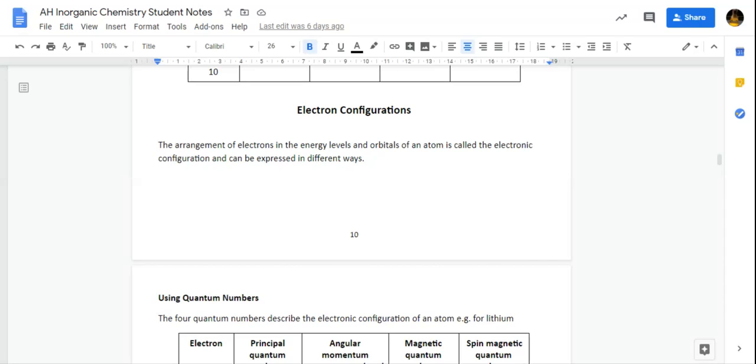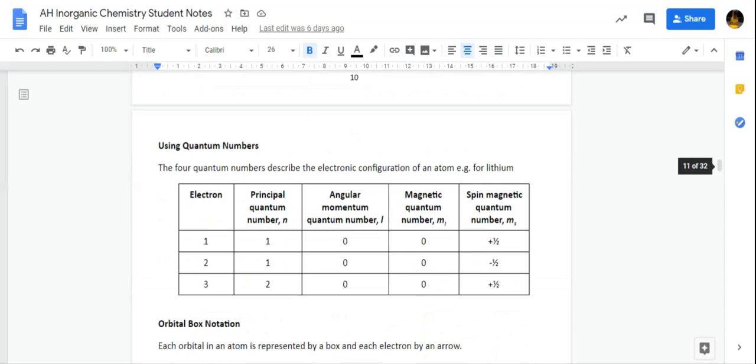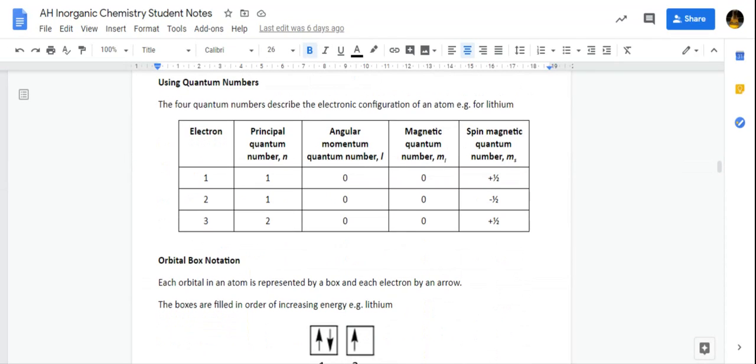So the arrangement of electrons in the energy levels and the orbitals of an atom is called the electronic configuration, and there are different ways that you can represent this. The first way we've met already, which is using quantum numbers. Remember that every electron in an atom has a different set of 4 quantum numbers, so no 2 electrons can have the same 4 quantum numbers.